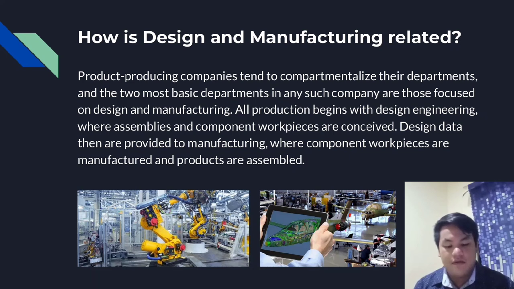How are design and manufacturing related? Product companies tend to compartmentalize their departments, and two of the most basic departments in any such company are those focused on design and manufacturing. All production begins with design engineering, where assemblies and component workpieces are conceived. Design data is then provided to manufacturing, where component workpieces are manufactured and products are assembled.